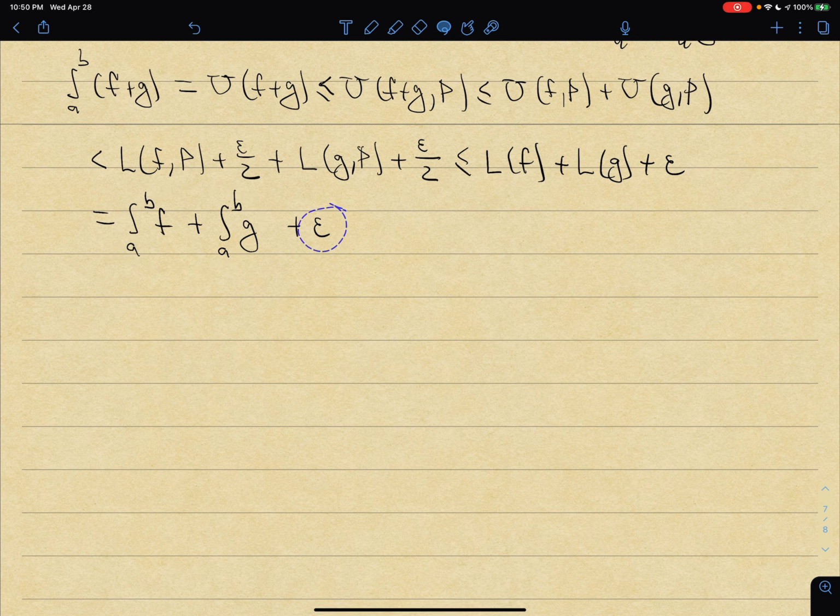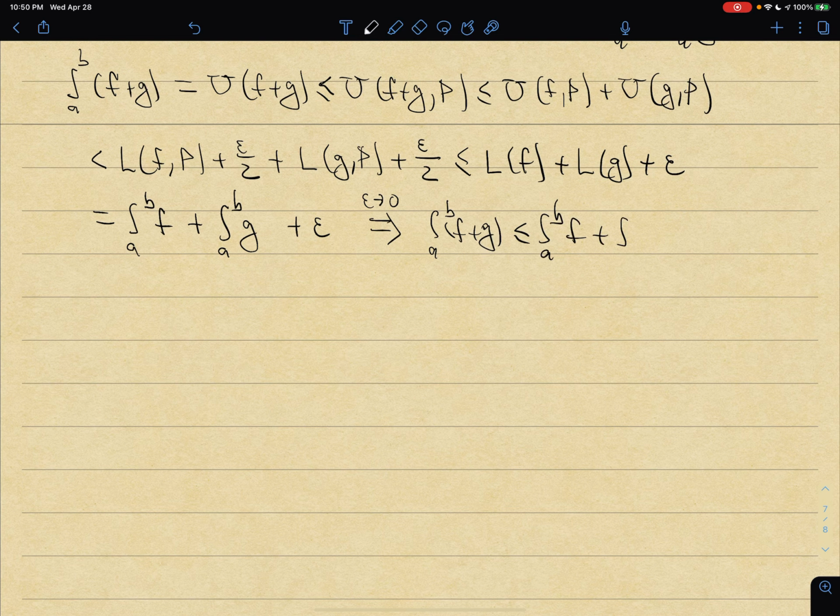Now, remember that we said before, an epsilon here is just some random epsilon that I picked in the beginning. So that means that if I let epsilon go to 0, then this allows me to conclude that integral from a to b of f plus g is going to be less or equal than integral from a to b of f plus integral from a to b of g, right? Just by sending epsilon to 0.